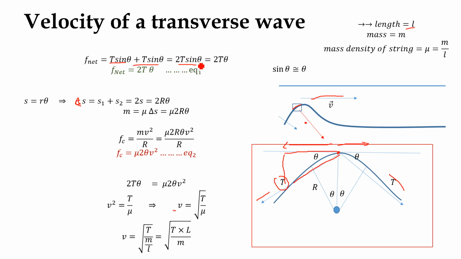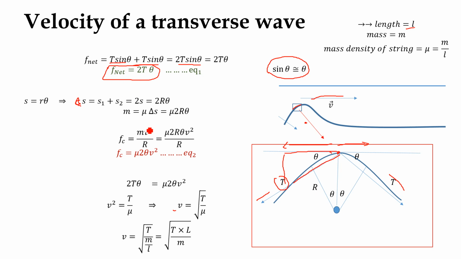Now here we made an approximation that sine theta is nearly equal to theta when the angle is very small. For example, if this point is very far away, then this theta will also be very small. Similarly, this angle theta will be very small, and when theta is very small, we can say sine theta is nearly equal to theta. So we have net force F equal to 2T theta. This is equation number 1.